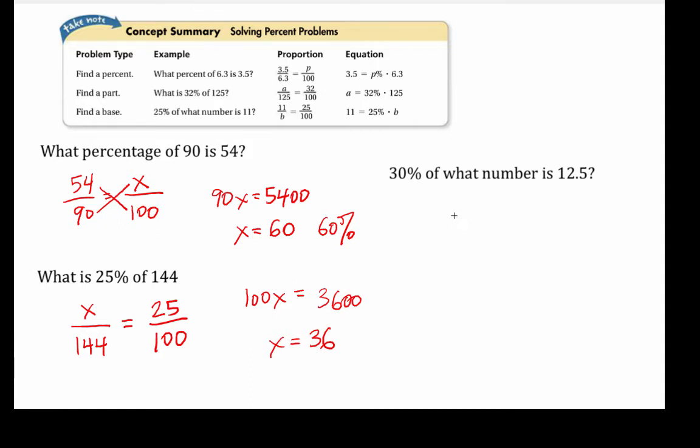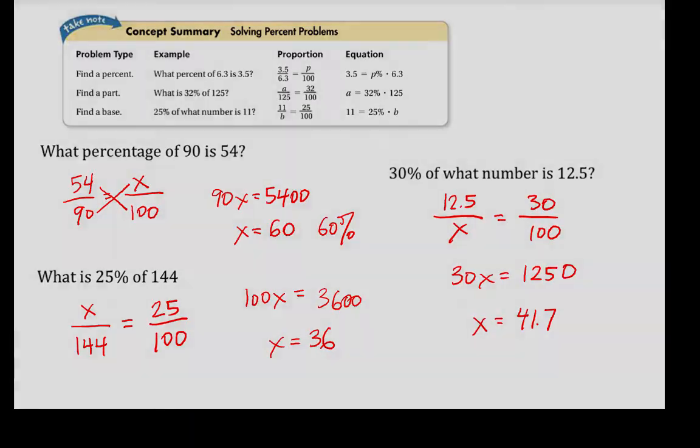So here we have 30% of what is 12.5. Here you're being told the part, trying to find the whole, and we have the percent over 100. Cross multiply. 12.5 times 100 is 1,250. And when we divide by 30, we get 41.7. Not exact, but to the tenth. I would go to the tenth because I'm given a number in the tenth, so I'll put my answer in the tenth. So there are our three examples worked out, all using the percent proportion.